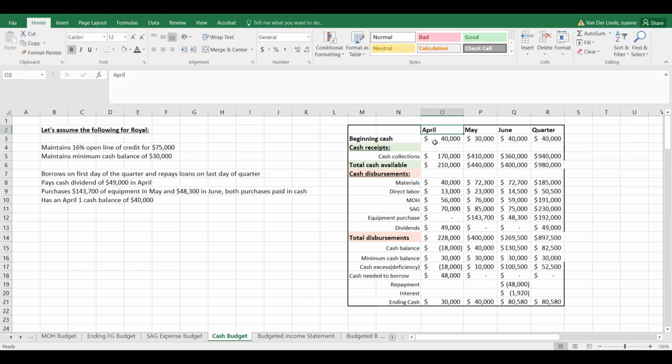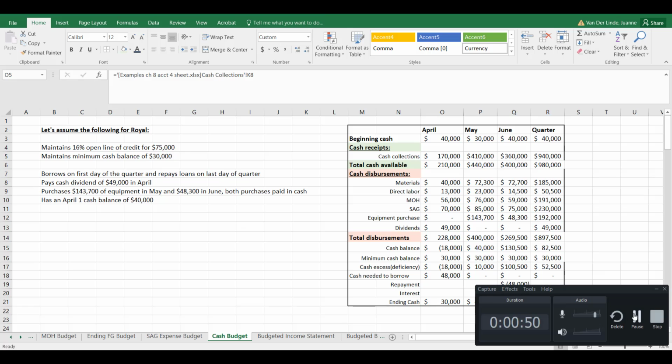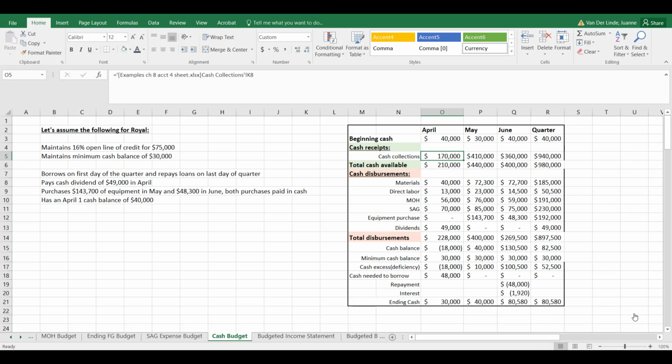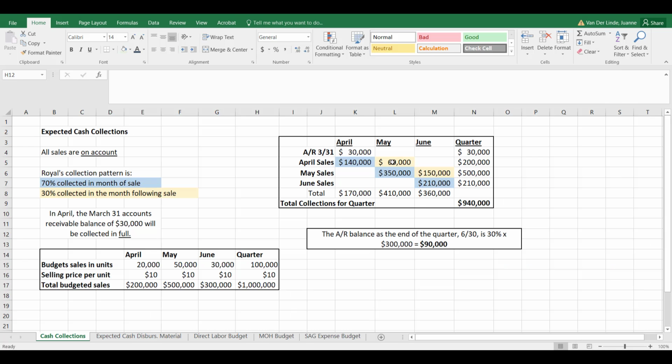For the cash budget, you start with your beginning cash, and that they tell us here is $40,000. Then we add in cash collections. So remember from our cash collections calculations, we determined how much cash would be collected in April, May, and June, and for the whole quarter. So I'm pulling this from the cash collections calculation right here. So the 170, the 410, and the 360, which we already completed, that's where those numbers are coming from.